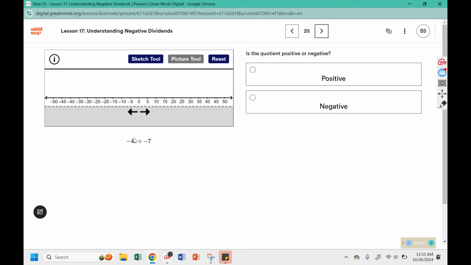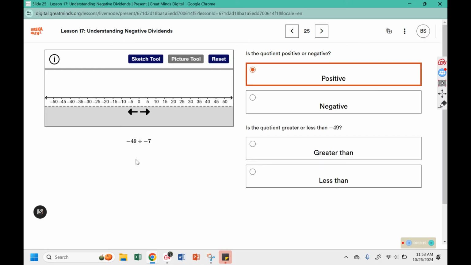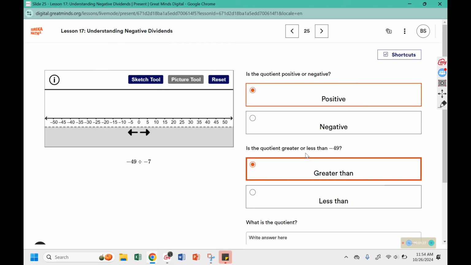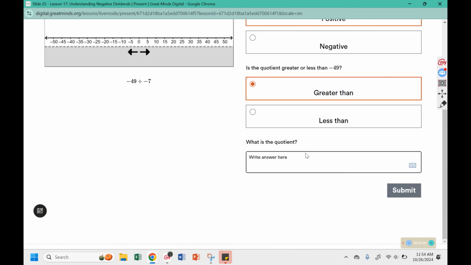These have the same signs, so our quotient should be positive, and it's going to be positive 7. 7 times 7 is 49. Is the quotient of 7 greater than or less than negative 49? Positive 7 is greater than negative 49.